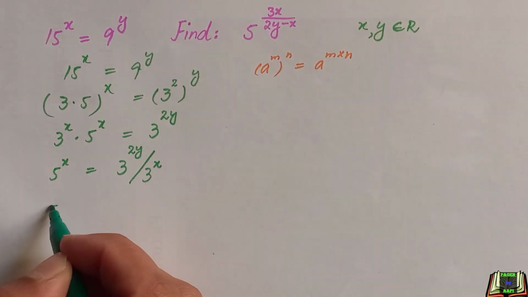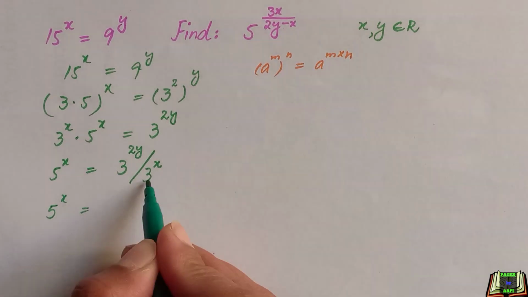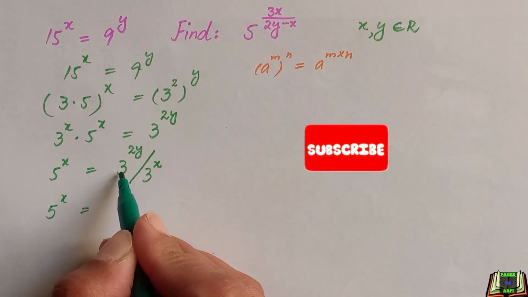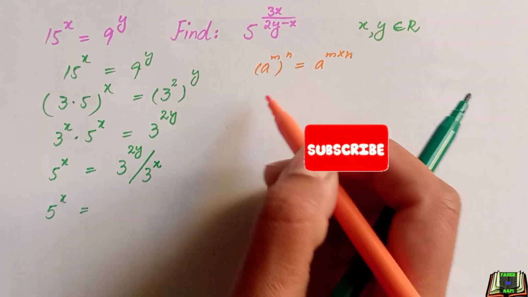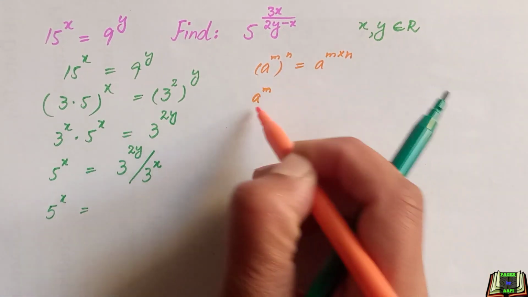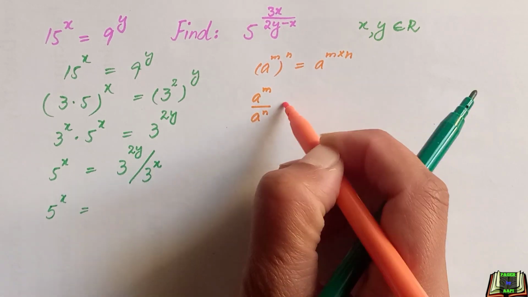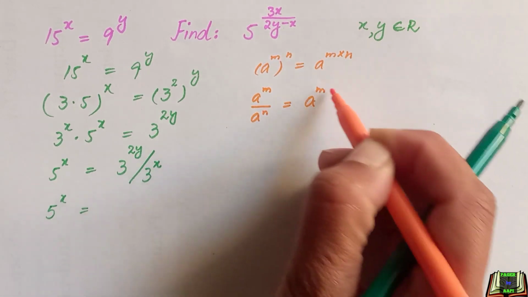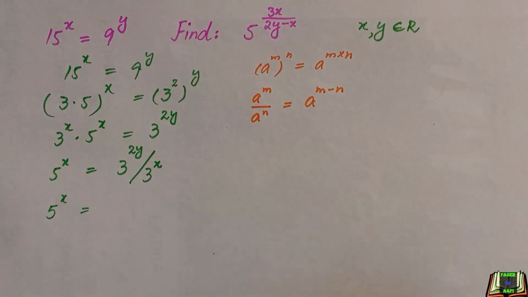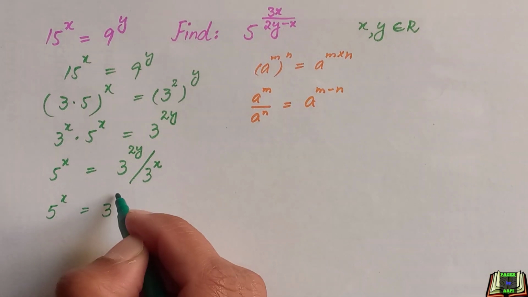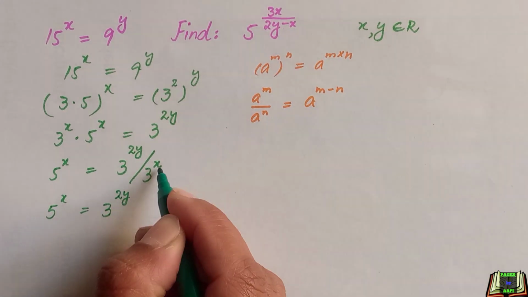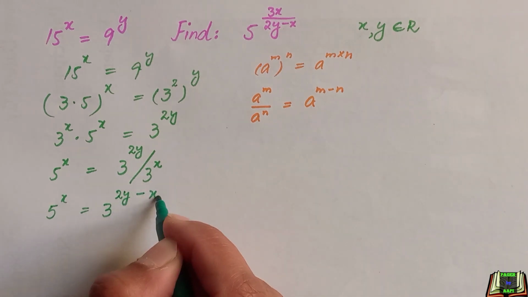5 raised to power x. To solve the division of powers with the same base, we can subtract the powers. For that we are going to use the quotient rule of powers. That says a raised to power m divided by a raised to power n can be written as a raised to power m minus n. So we are going to write it as 3 raised to power 2y, and this x will be subtracted.